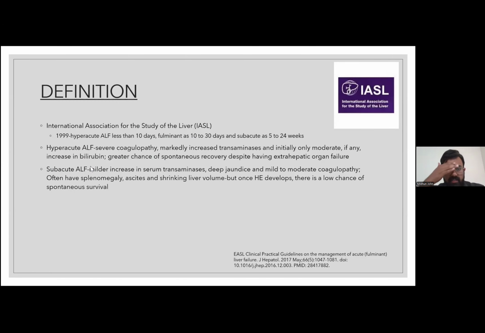Then the International Association for the Study of the Liver in 1999 said, let's look at this a little bit more closely and describe this a bit more. So they went into more detail, defining hyperacute as less than 10 days, fulminant, also acute liver failure, between 10 and 30 days, and subacute as 5 to 24 weeks. However, they brought about more information with regards to comparing hyperacute ALF versus subacute ALF.